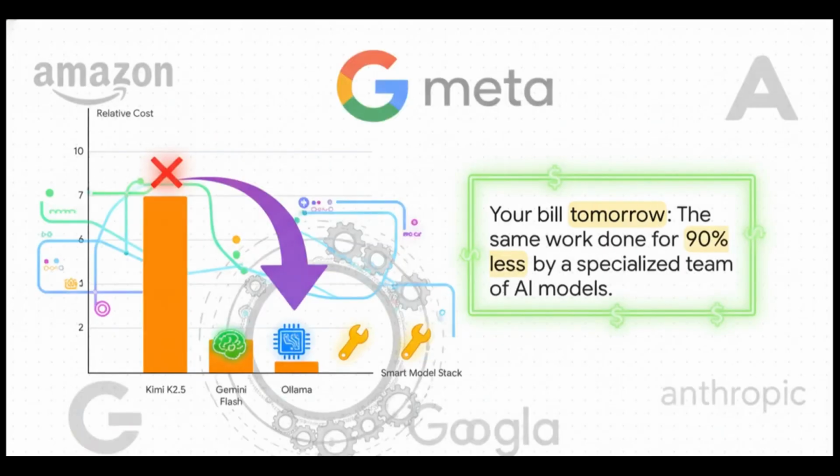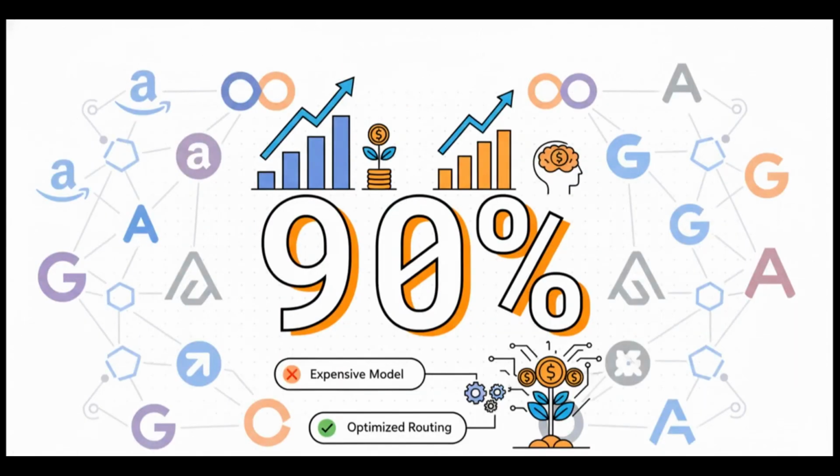And this is your bill tomorrow. Just look at that difference. That original bar just gets crushed, shrunk by 90%, and it's replaced by these three small, efficient, beautiful little bars. Each one is a tool doing exactly what it was meant to do at the absolute lowest cost. This is what smart architecture looks like on an invoice. 90%. Just let that number sink in for a second.